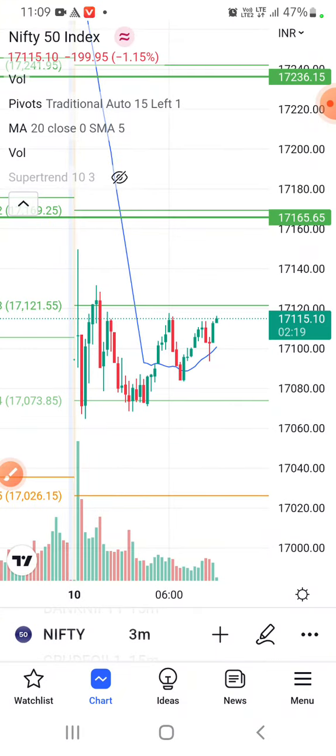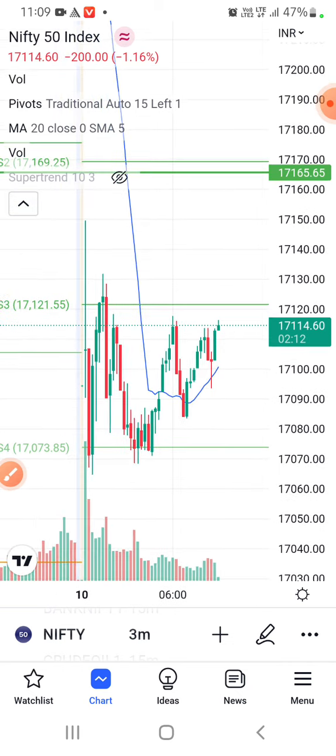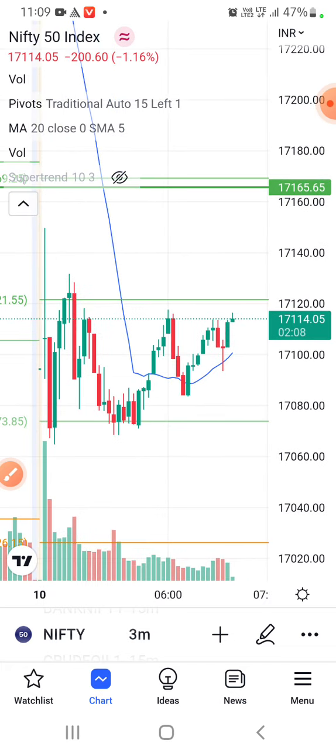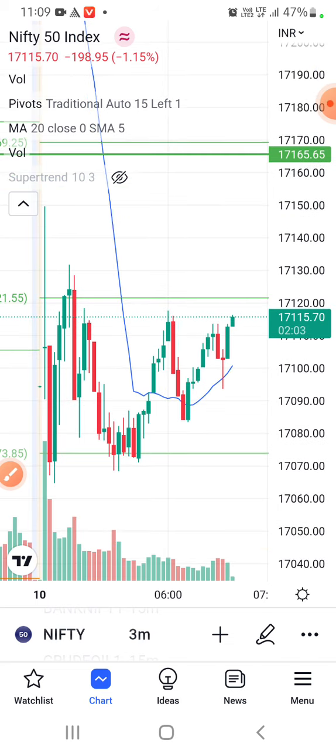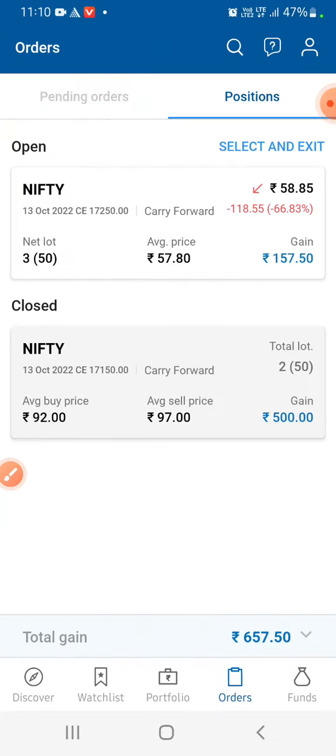Actually, the market has created a cup and handle reversal pattern. It's like a small type of W pattern we can observe, otherwise we can observe it as a cup and handle type of pattern. Let's see what happens. Okay, are my positions going into profits or not? Yes, positions are going into profits.